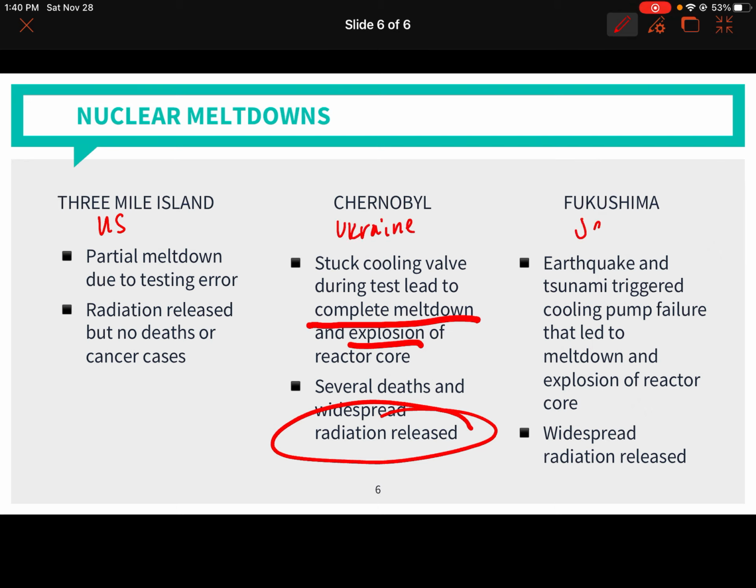And then we have Fukushima in Japan. This was more recent. Fukushima was a cooling pump failure that led to a total meltdown and explosion due to an earthquake and the tsunami that followed. This led to widespread radiation release and caused increased radiation quantities in ocean species. And that is nuclear energy in a nutshell.